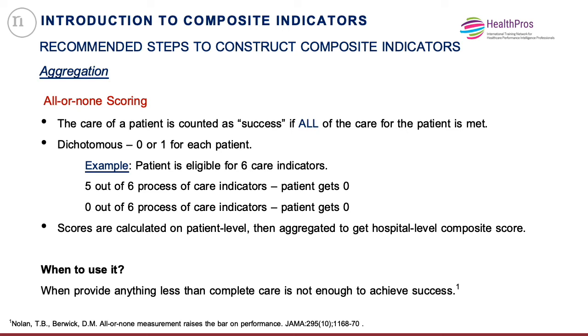For example, if a patient is eligible for 6 indicators and received all 6 of them, this patient gets 1. And if this patient receives 0 indicators or 5 indicators, it doesn't matter, this patient will receive 0. So it is calculated on patient level. Each patient gets 0 or 1, and then these scores are averaged to get hospital level composite scores. It is preferred when providing anything less than complete care is not enough to achieve success.